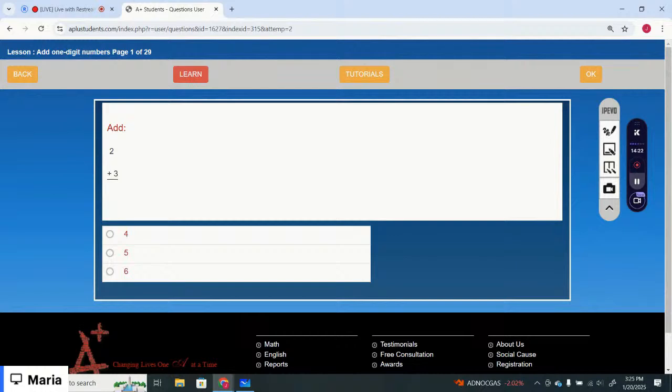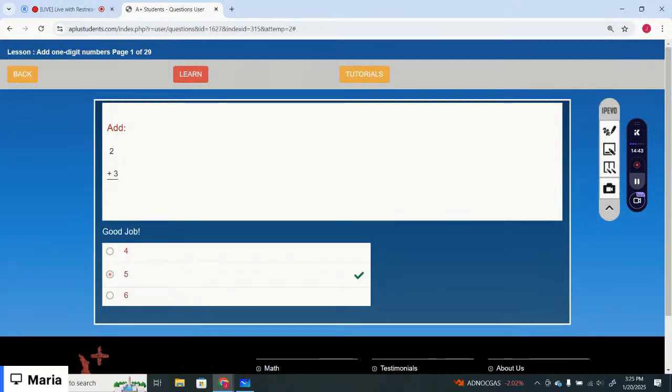Add 3 plus 2 makes 5. The correct option is 5. Option number 2 is the correct option. Start with a greater number and count up till the smaller one.